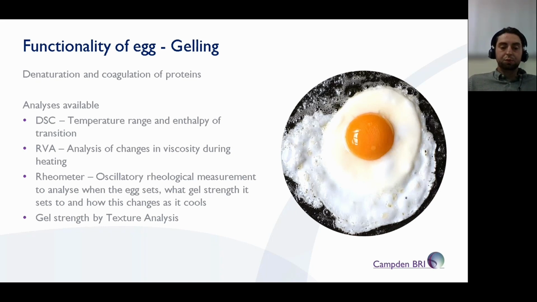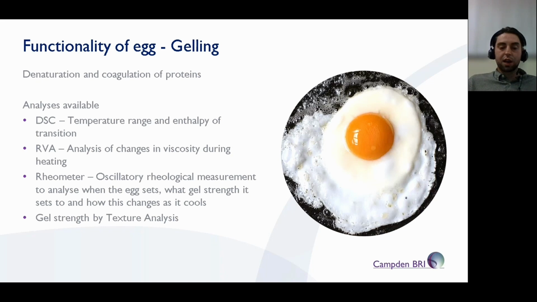And one other measurement of gel strength, of gelling for egg. And now this is one that I find very common amongst manufacturers. However, my experience has been fairly limited with it. We have found it not as useful as some of the other techniques.